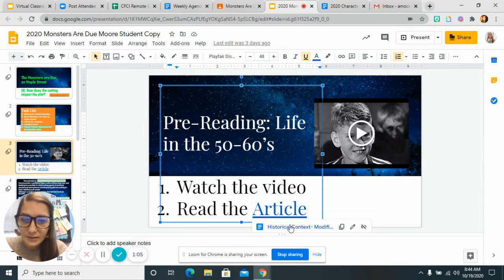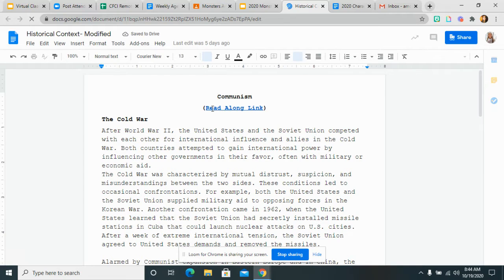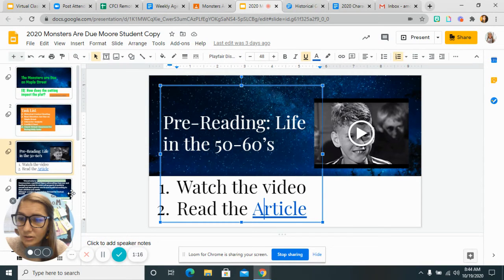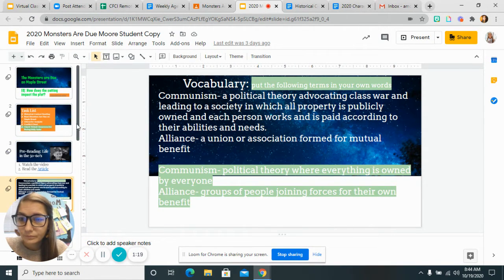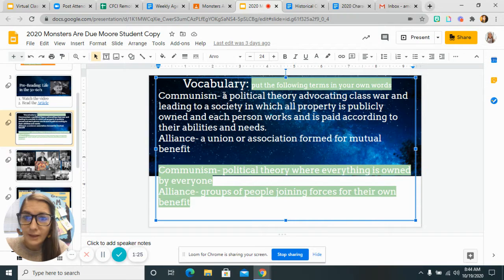And then next, you're going to read this article. There is a read-along link where I'm reading it with you. After you read the article, there are two terms, communism and alliance. We have the actual definition on the first part of the slide, and then we put the definition in our own words on the second half of the slide. So two terms that you're going to need to know are communism and alliance.